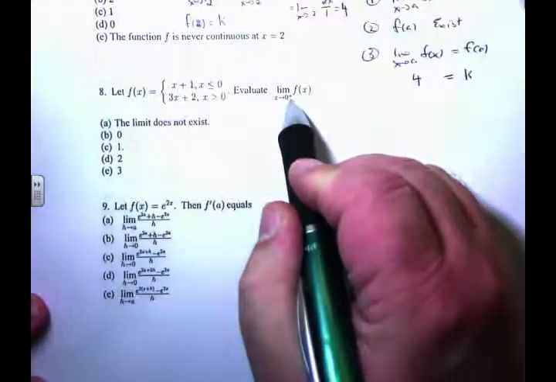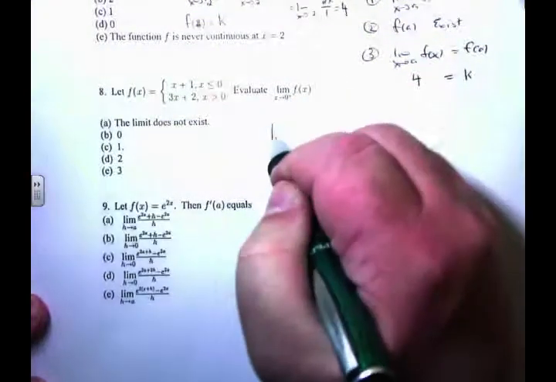Number 8. Again, analyzing piecewise functions, chapter 1 limit stuff. Let f of x be equal to the piecewise function x plus 1 when x is less than or equal to 0 and 3x plus 2 when x is greater than 0. Take the limit as x approaches 0 from the plus side of f of x.